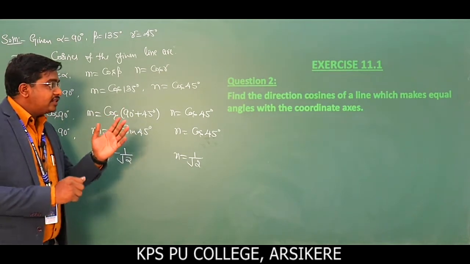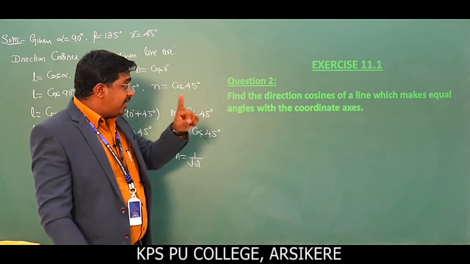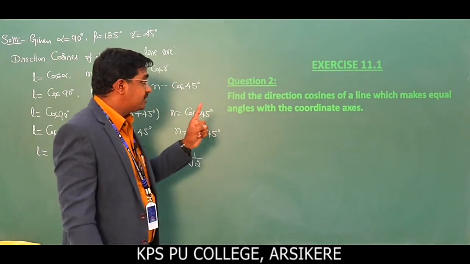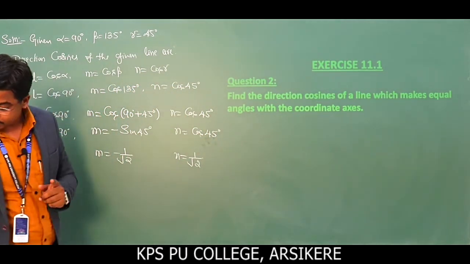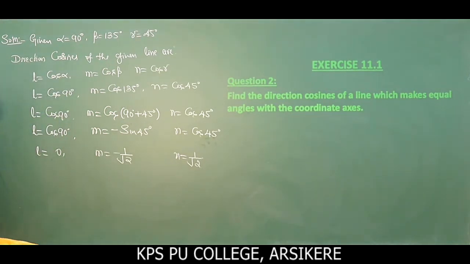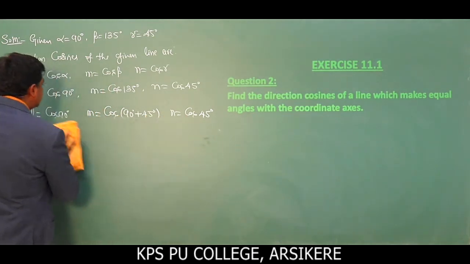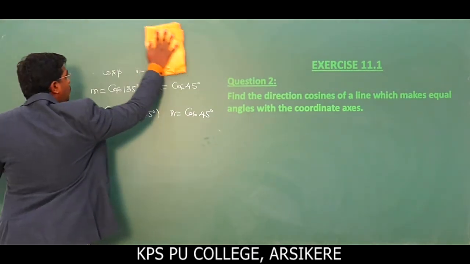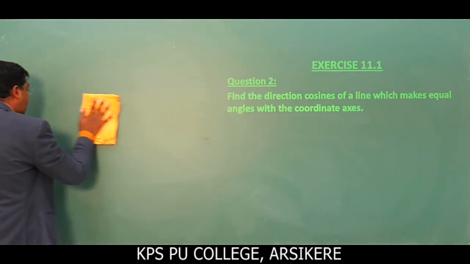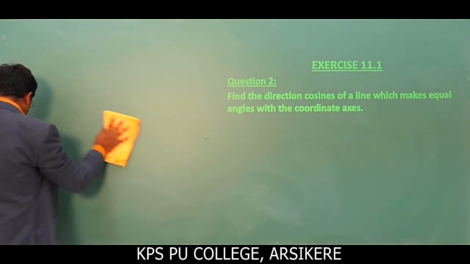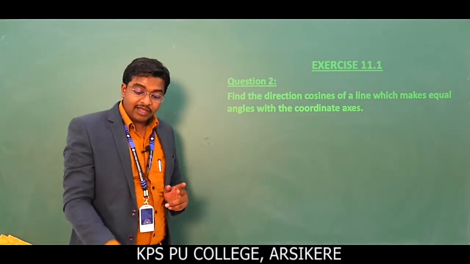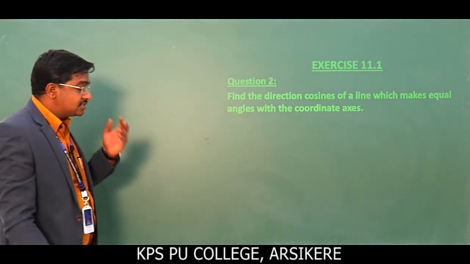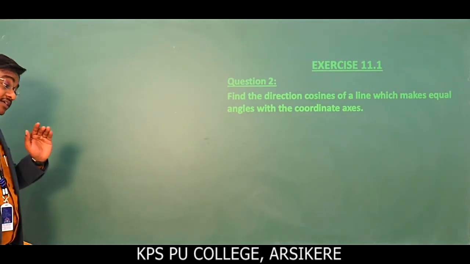Question number 2. Find the direction cosines of a line which makes equal angles with the coordinate axes. So which coordinate axes are there here? In space we have 3 coordinate axes, x, y and z axis. Here they have given a line which makes equal angles. Equal angles means alpha is equal to beta is equal to gamma. What is alpha? Angle made by the line with x axis, beta is the angle made by the line with y axis, and gamma is the angle made by the line with z axis.